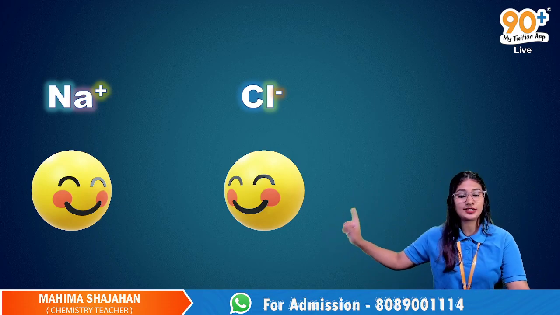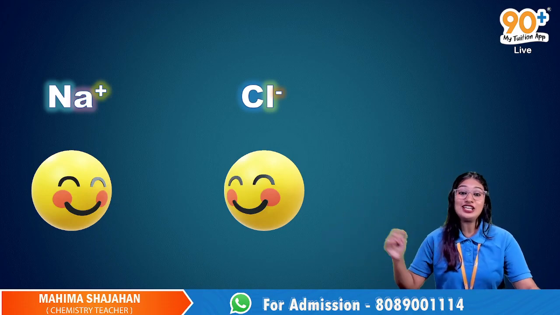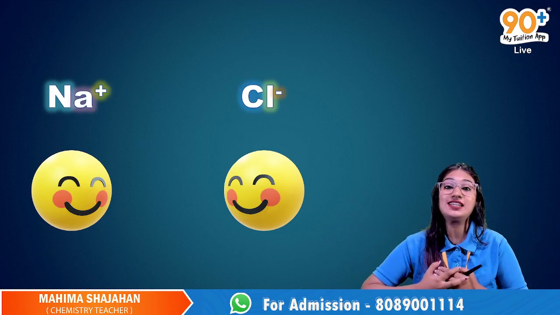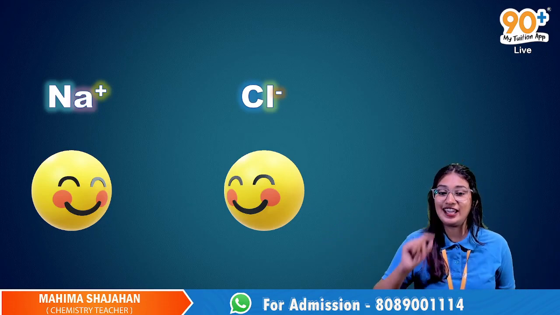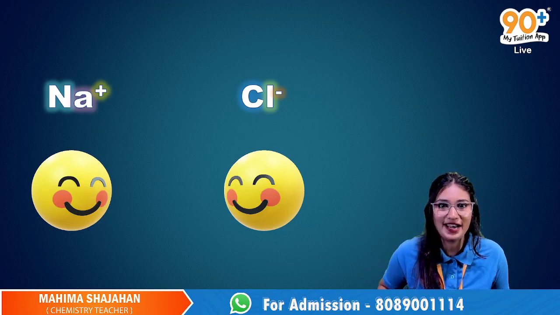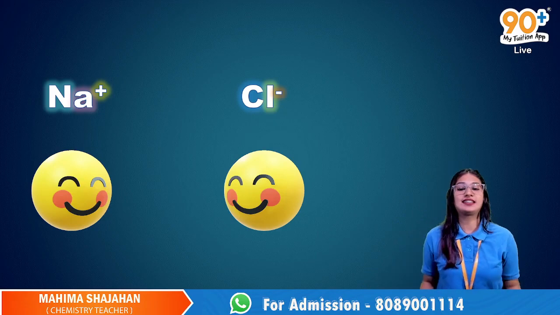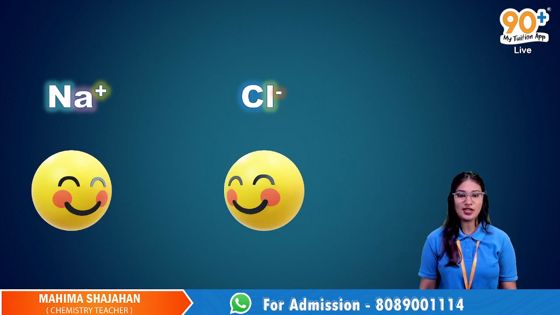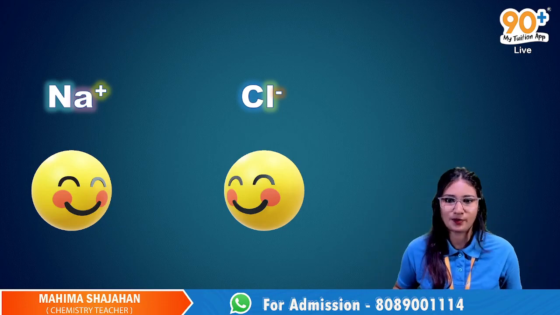What about non-metals? Chlorine is a non-metal. They are ready to accept electrons. By accepting electrons, they get a negative charge and form a negative ion, an anion. So we can say that non-metals are electronegative in nature. That is the first chemical property we need to know.